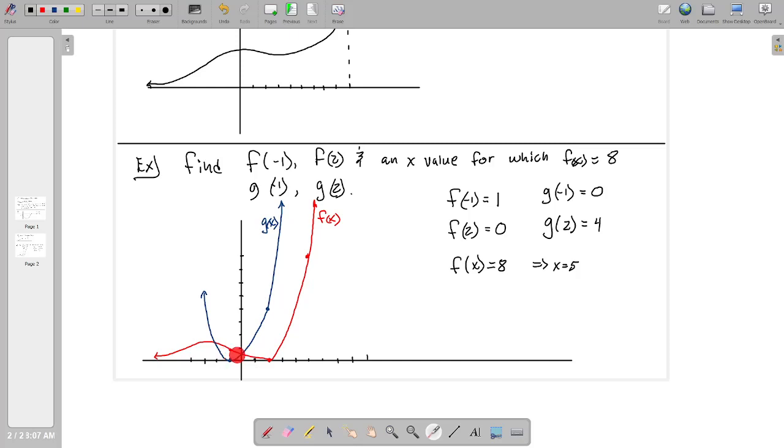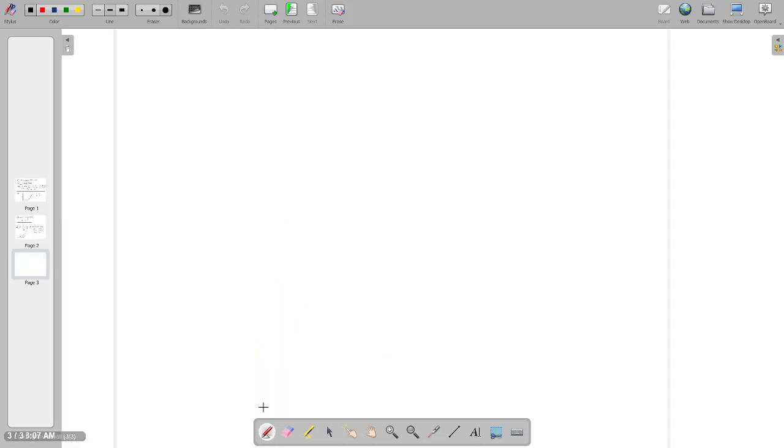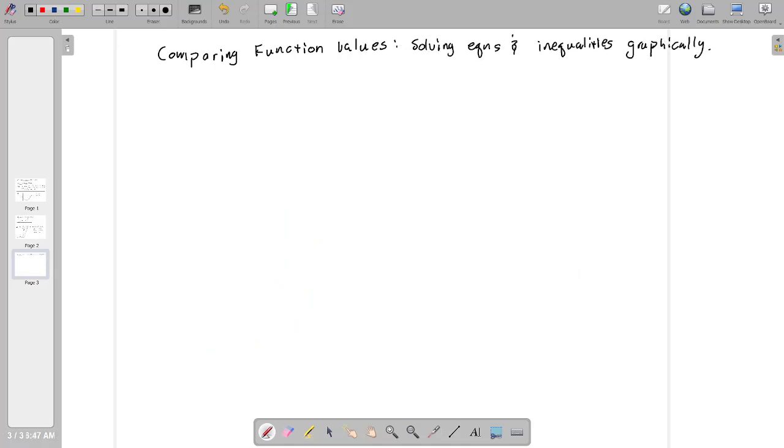You can see the y values on the blue curve are lower than the y values on the red curve. And this is the basis of what we're going to talk about next. Comparing function values, solving equations and inequalities graphically.